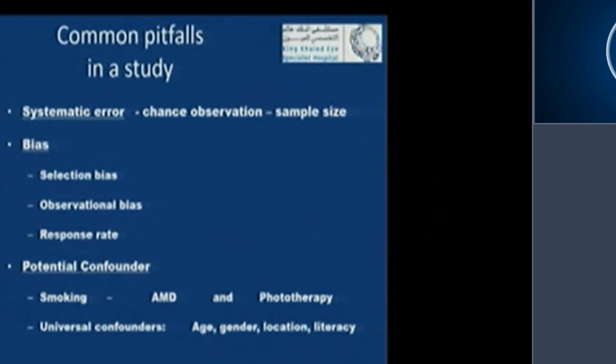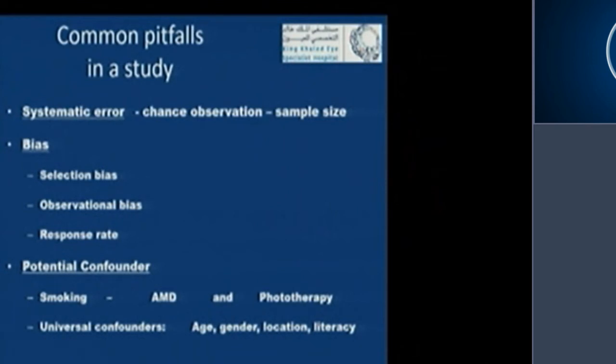The last thing is potential confounder. That means the effect of some other factor also is there on your result. But you can study those factors. Like universal confounders are age, gender, area of residence, and level of education. If you are collecting this demographic information from your track care or anything, these potential confounders are automatically addressed at the time of analysis.